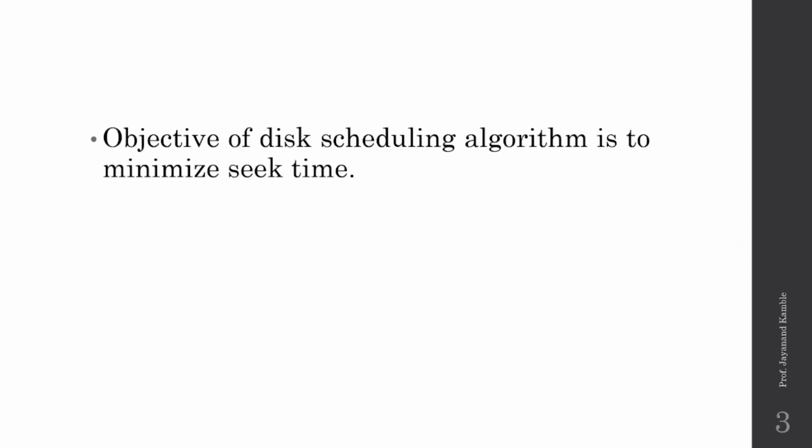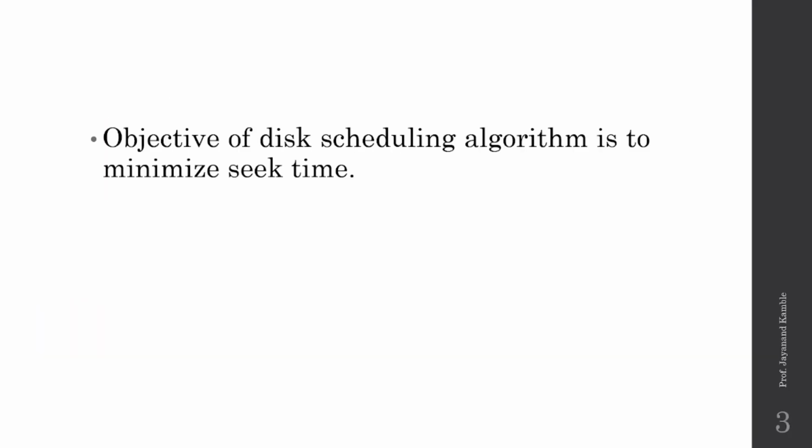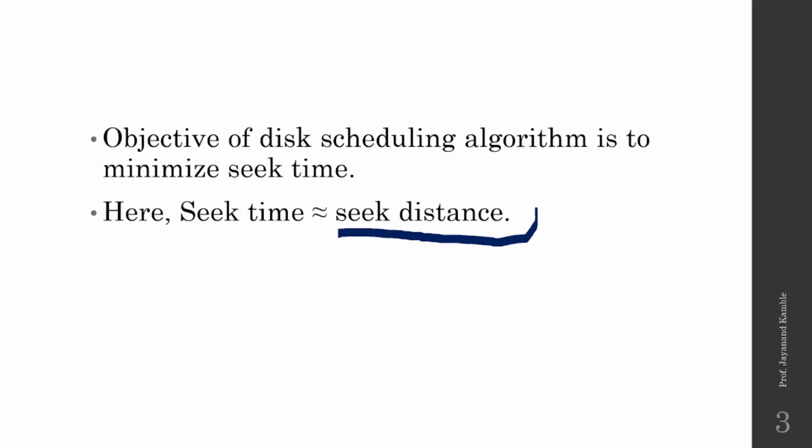Now what is the objective of disk scheduling algorithm? It is to minimize the seek time. Now we have just seen the meaning of seek time. Alright, so the objective is to minimize seek time. How can we minimize the seek time? If we can minimize the seek distance, that is the total number of cylinders crossed, it means we can minimize the seek time.